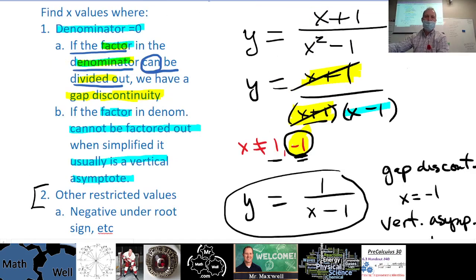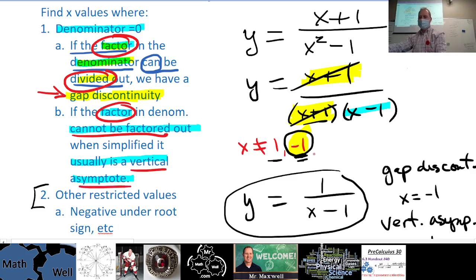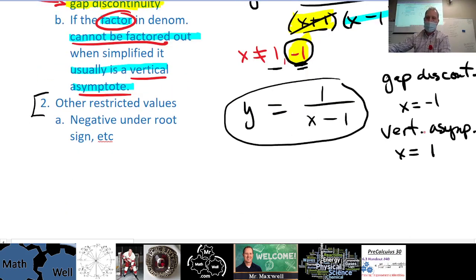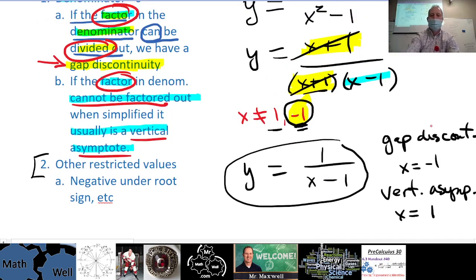So the two basic things you want to pull out of this: if you have a factor that has an x in it that can be divided out, it is not a vertical asymptote, it's just a gap. If you have a factor that cannot be factored out, then that's a vertical asymptote, almost always, and for pretty much all of the examples you're going to deal with. Question? Yeah, you can have multiple vertical asymptotes, you bet. Yes, absolutely.